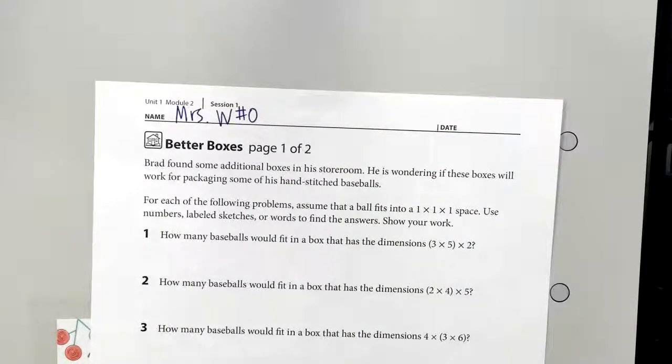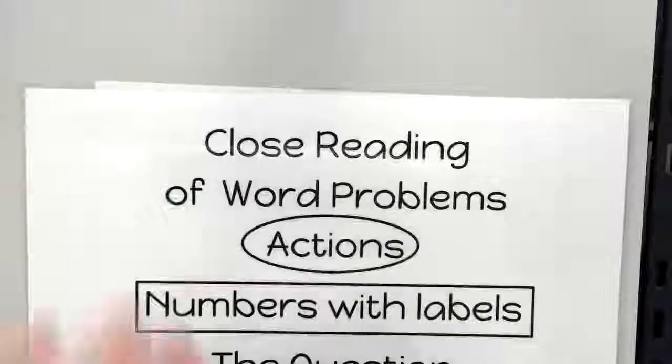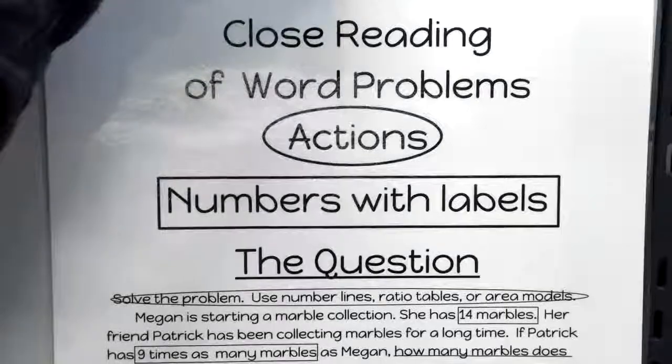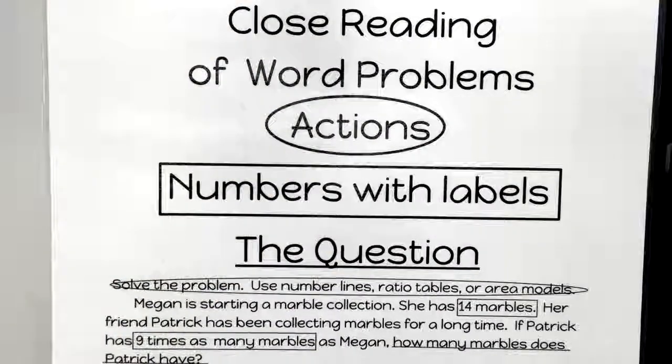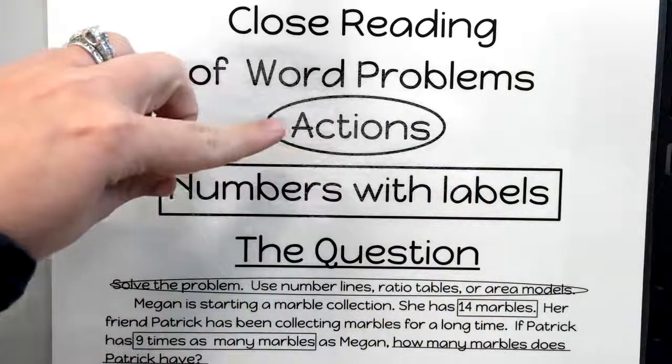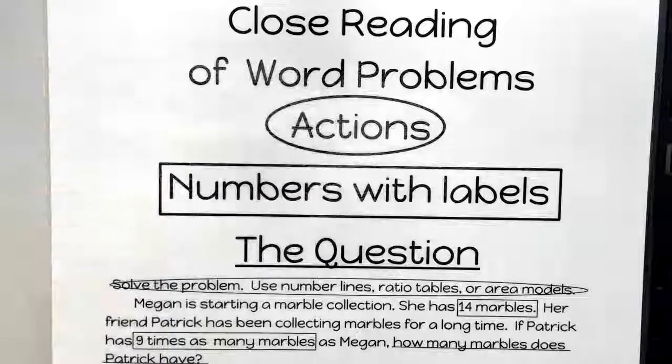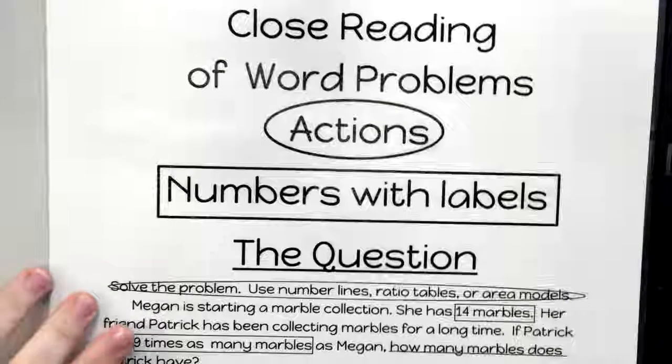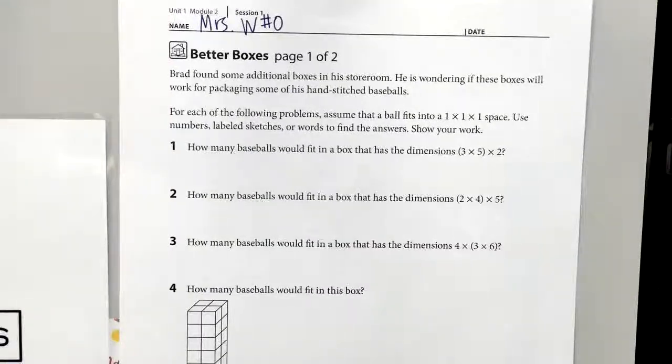All right. Before we start, we are going to try to use this strategy to make sure that we are reading our word problems very carefully, because we have some word problems today. Whenever we see an action in the problem, it's asking us to do something, we're going to circle that word. Whenever we see a number and a label, we're going to put it in a box. And whenever we see the question, we're going to underline it. Okay? So keep that in mind as we're reading.